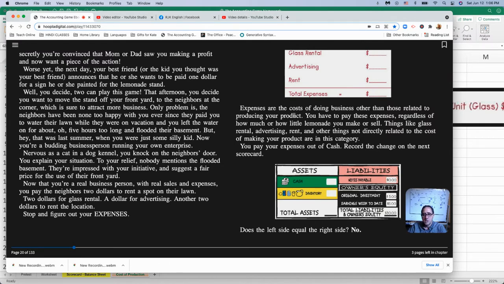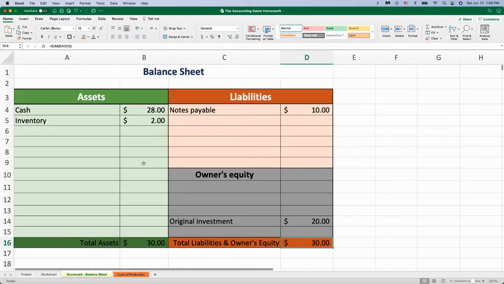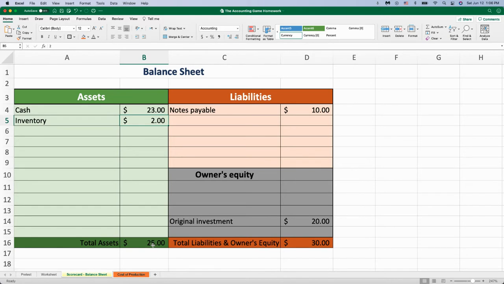Okay, so we need to record the expenses of the glass rental, advertising, and rent into our balance sheet. We pay our expenses out of cash. So we are taking $5 out of cash. So this will be $23. And now are we in balance? We're at $25 here. Total owner's liability is at $30. We need to be in balance here.